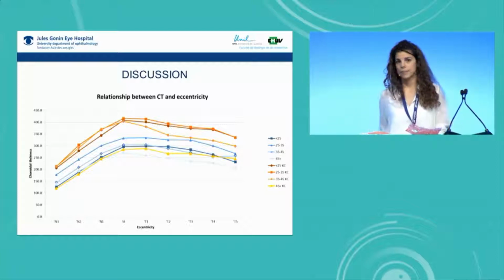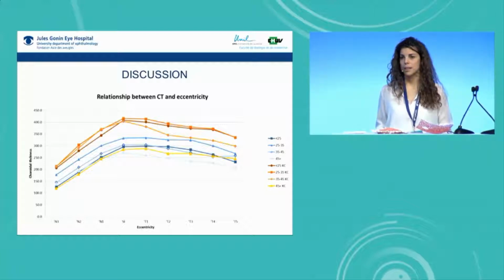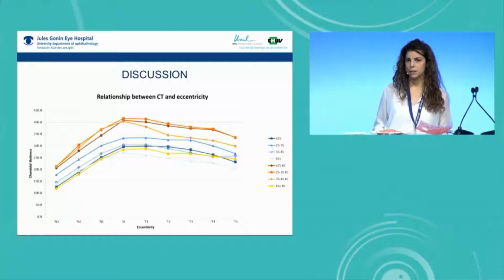Keratoconus is a progressive disease that is going to stop around the age of 40. As inflammation disappears, the choroidal thickness will come back to normality.